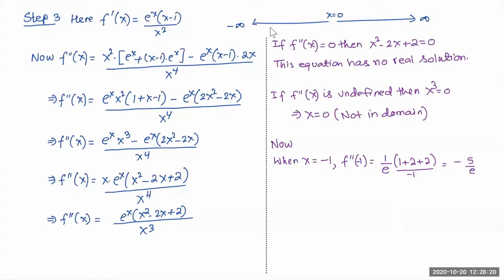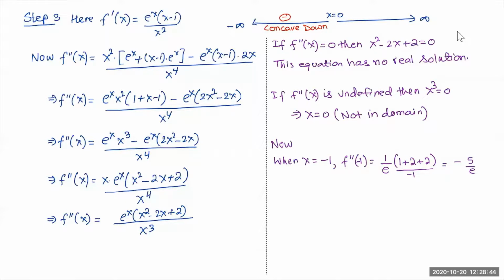Our second derivative is negative in this interval from negative infinity up to 0. The meaning of that is your graph is concave down here. Now we are going to check the other interval by plugging in +1.